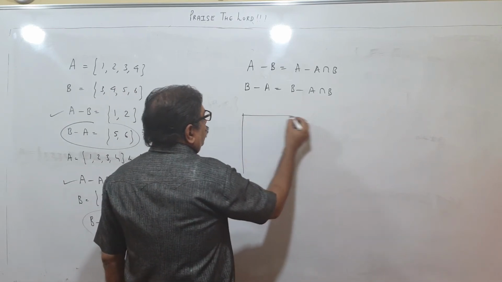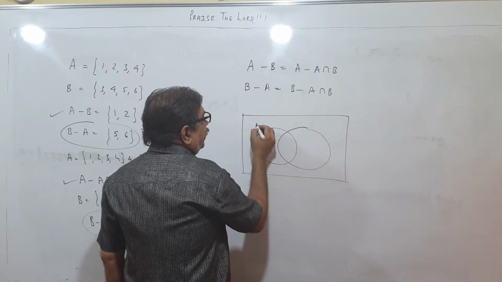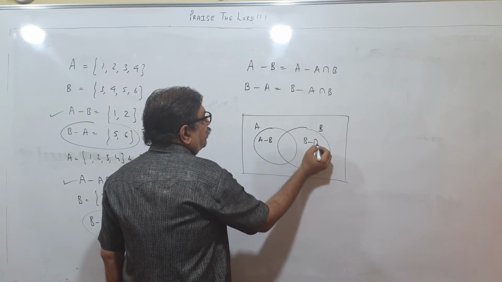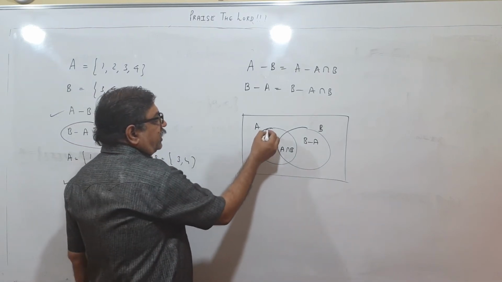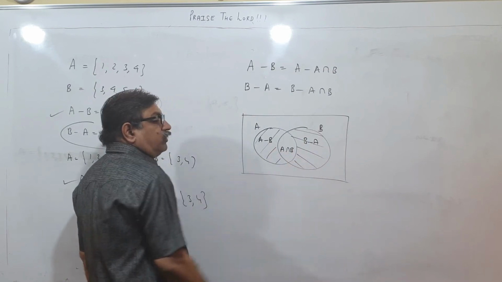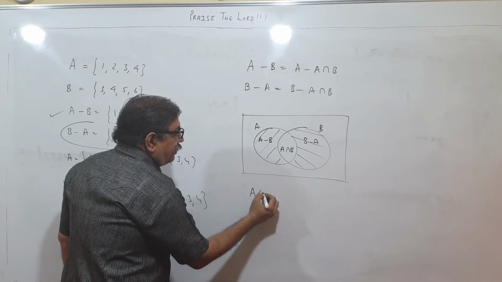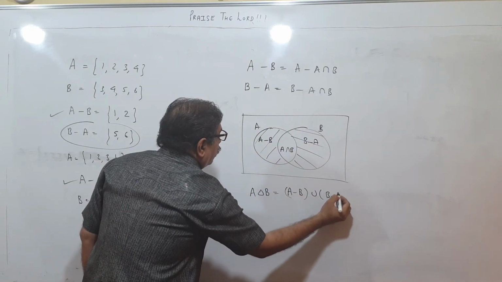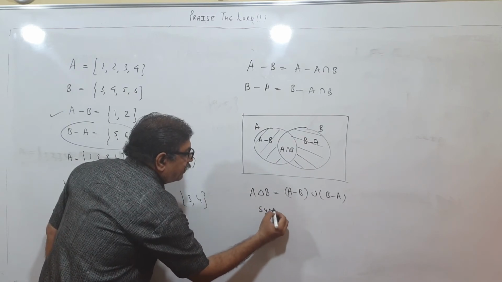Children, one more thing is left to be understood. If this is A and this is B, you know this is A minus B and this is B minus A. This is A intersection B. So this region that I can see and this region that I can see, the union of these two is called A delta B. So A delta B is A minus B union B minus A, this plus this, and it is called the symmetric difference set.